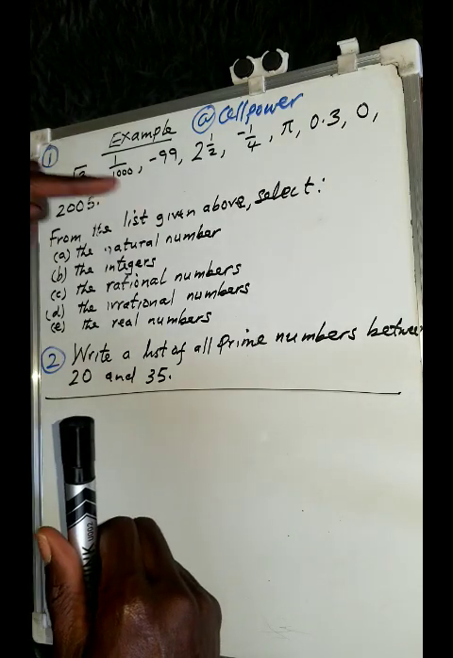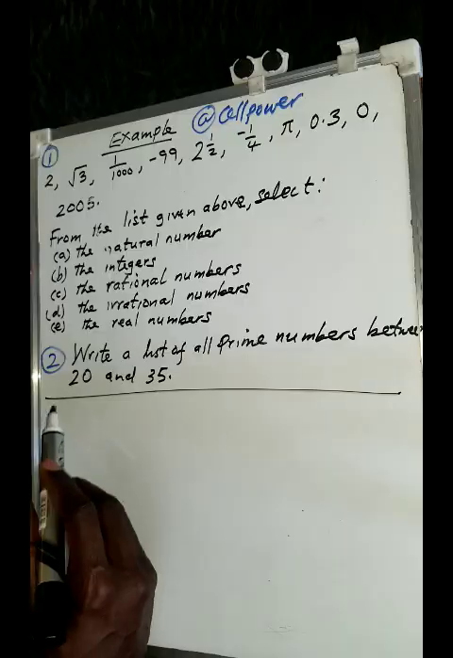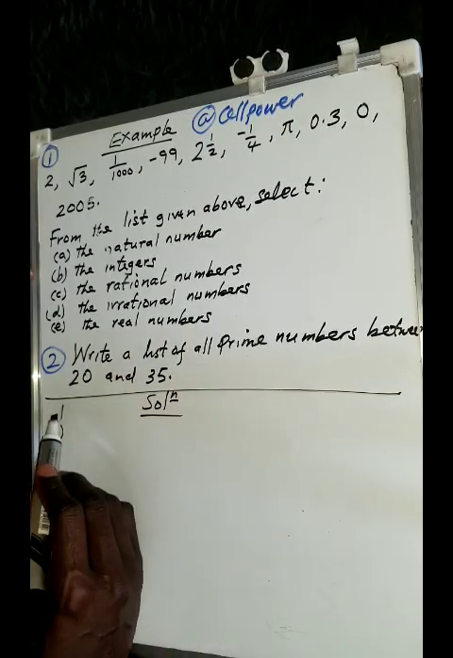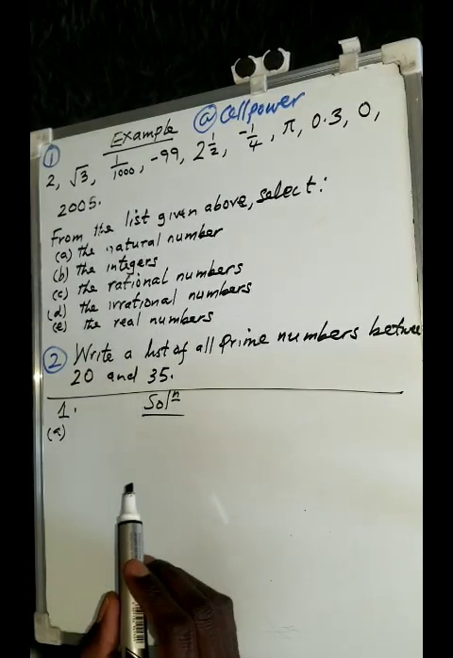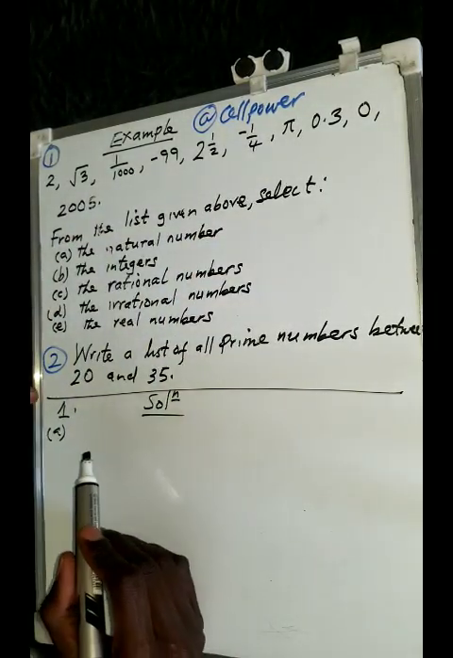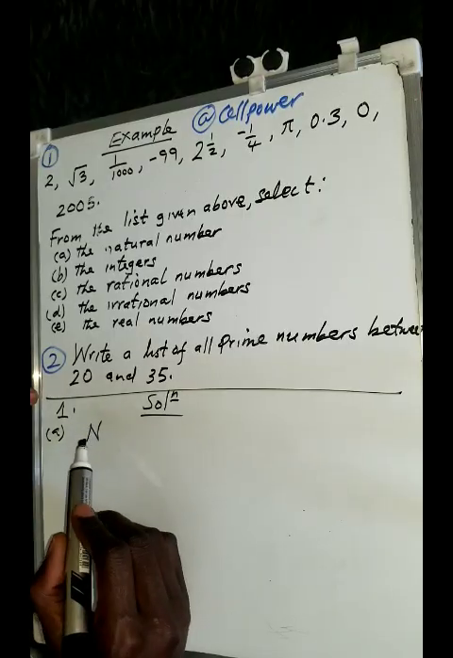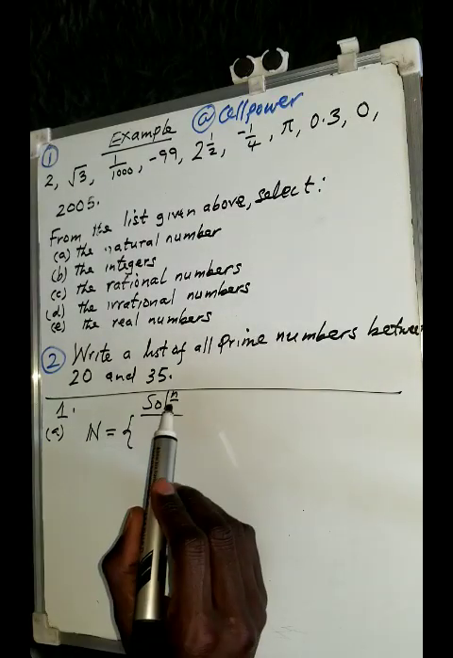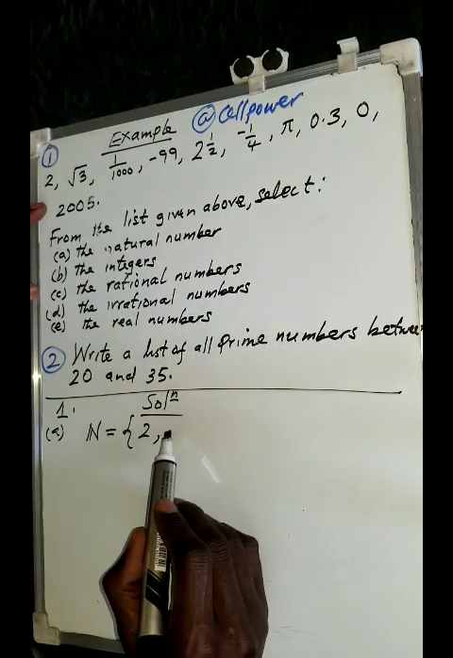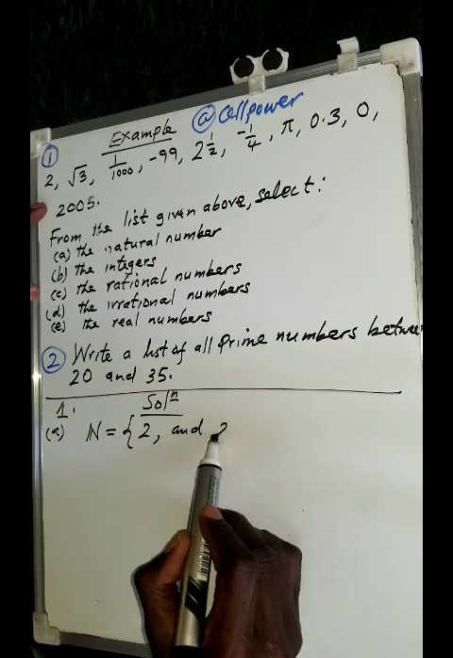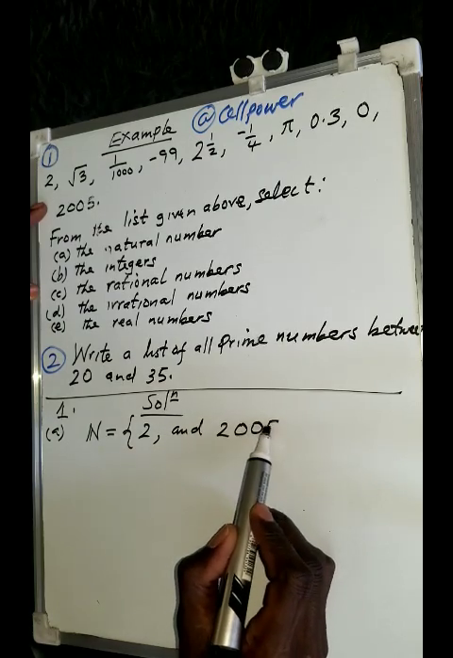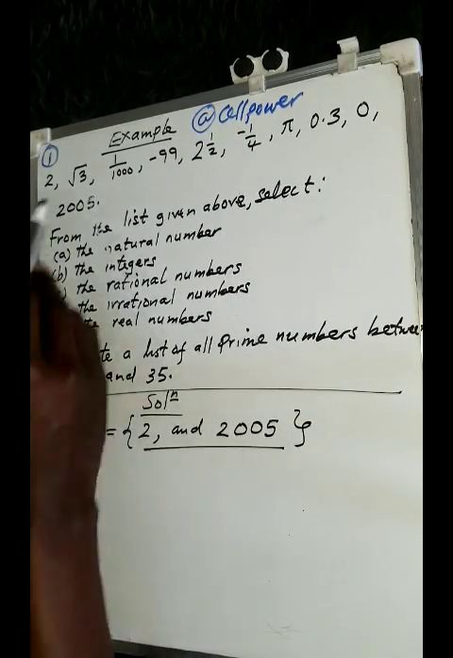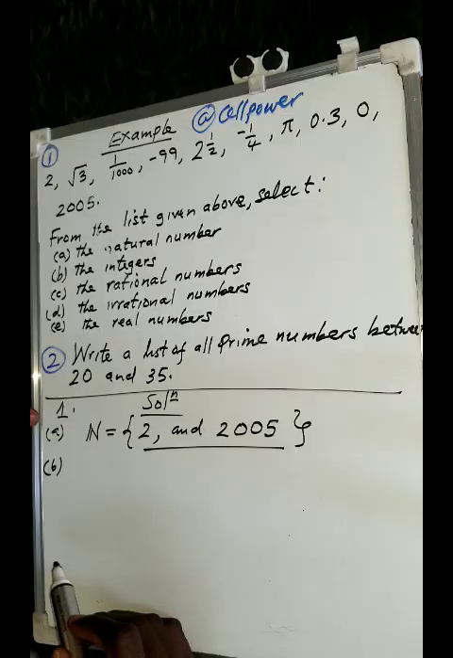Then it says from the list given above, select A. They want you to select the natural numbers. So which ones among those are natural numbers? Remember what we said? Natural numbers are simply counting numbers. So when I look at that, the natural numbers that I have, yes, you're right, it's a 2, and I do have also a 2005. So these are the two natural numbers that I can get from that list. Remember, they're counting numbers like we said.